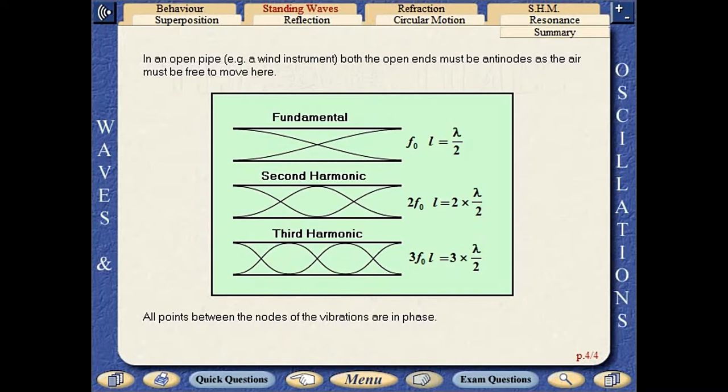In an open pipe, both the open ends must be antinodes, as the air must be free to move here. All points between the nodes of the vibrations are in phase.